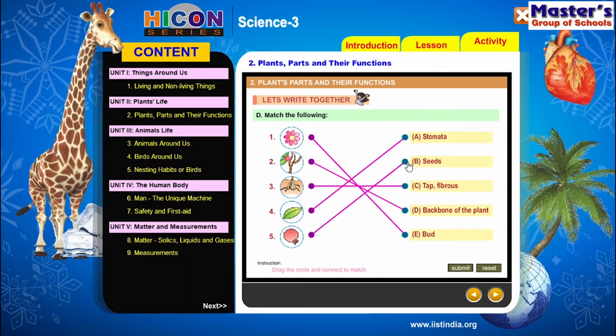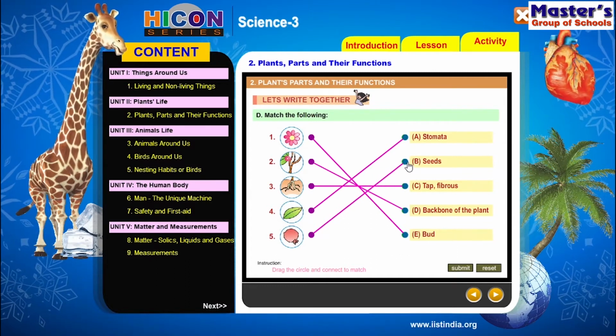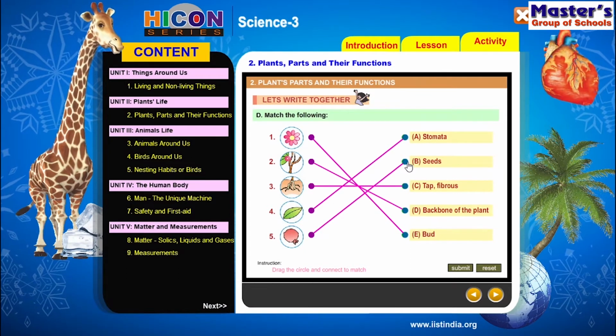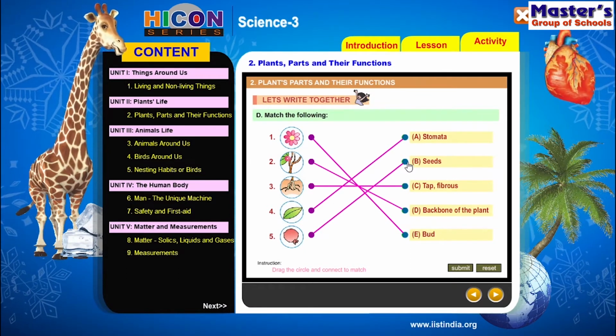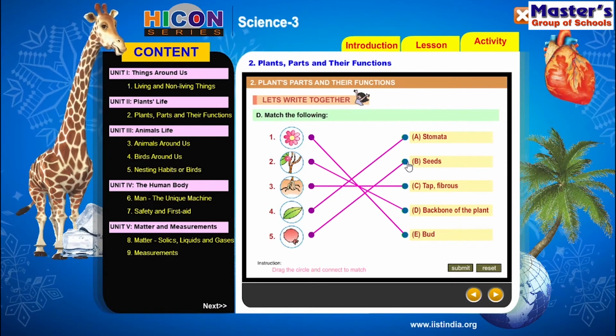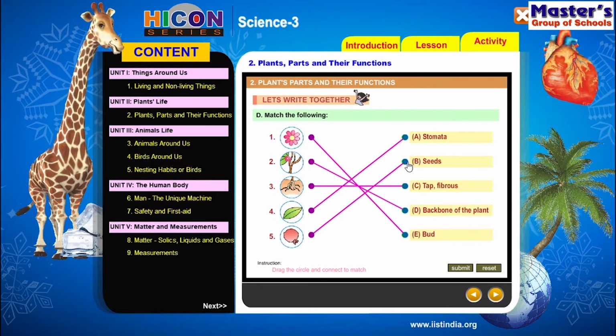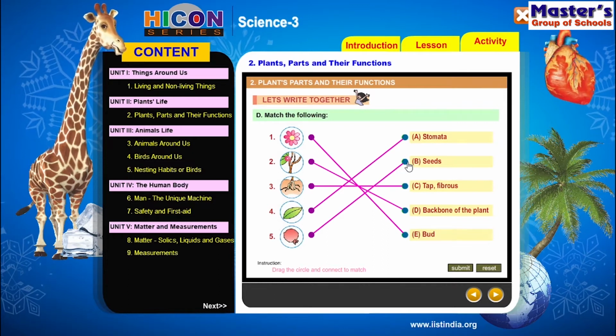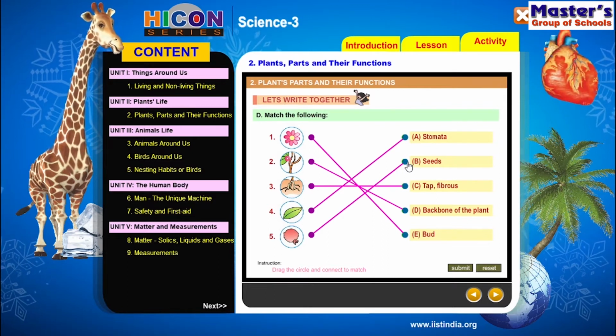So this is the matching. The first one represents a flower. Flower will get from bud. The second one represents a stem and branches. These are the backbone of the plant. That means they make the plant grow upright and they do not let the plant bend. That way they are called backbone of the plant.